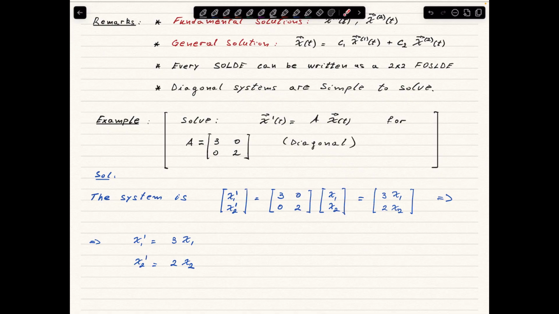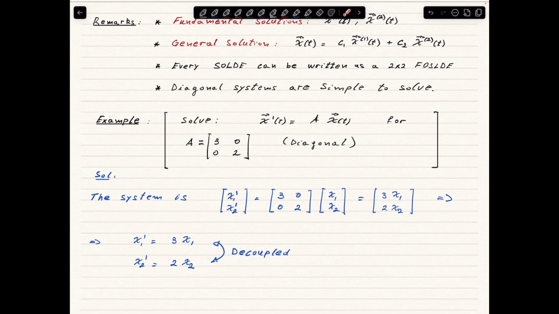Well, these equations are what we call decoupled, so let's write this down. These two equations are decoupled, because the equation for x1 does not contain x2, and in the equation for x2 there is no x1. So we can solve the equation for x1 independently of the second equation, and we can solve the second equation independently of the first.